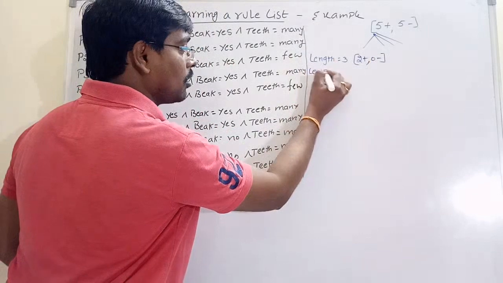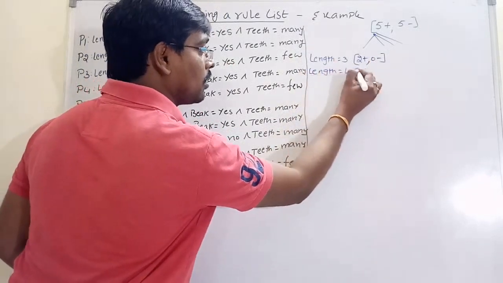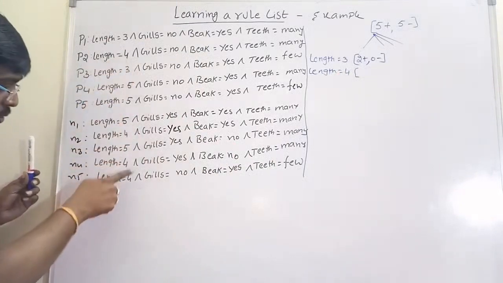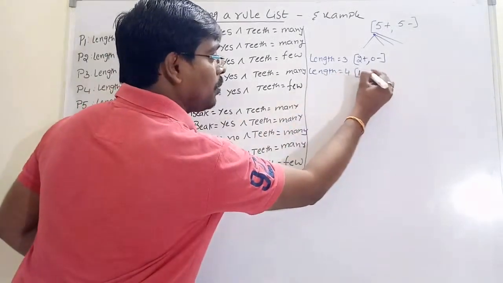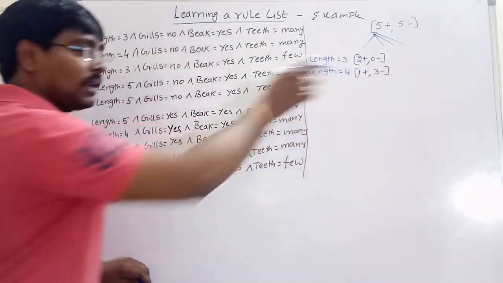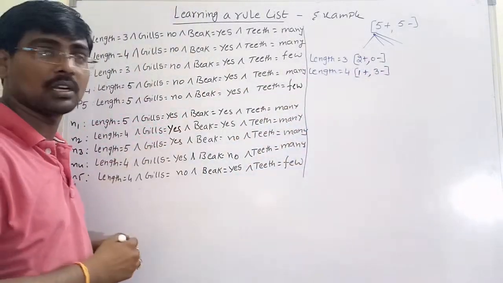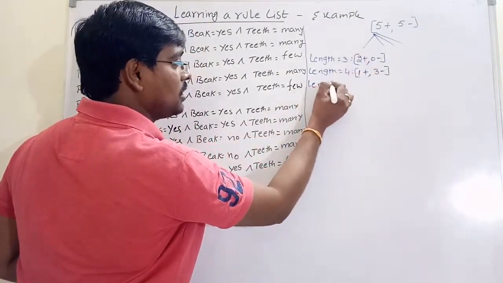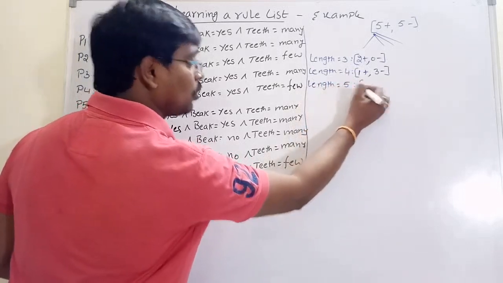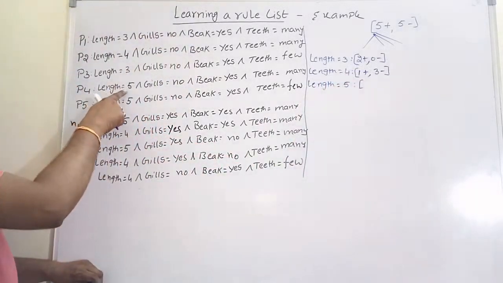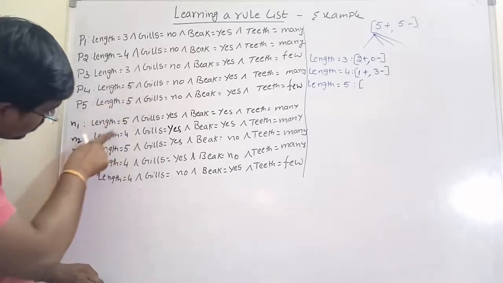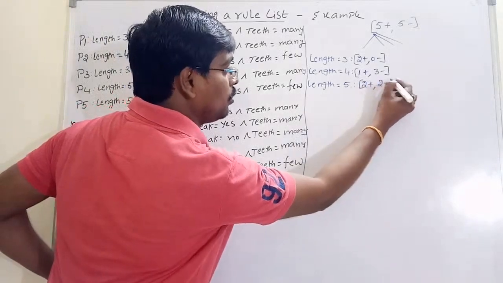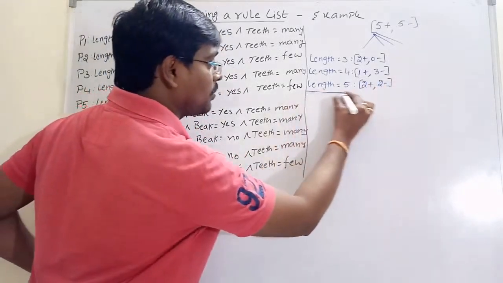Now, length is equal to 4. If length is equal to 4, that means 1 positive and 1, 2, 3 negatives. 1 positive, 3 negative. If you write in this fashion, it is very easy to construct the rule. If length is equal to 5, that means 1, 2 positives and 1, 2 negatives. So 2 positives and 2 negatives. So the length is completed.